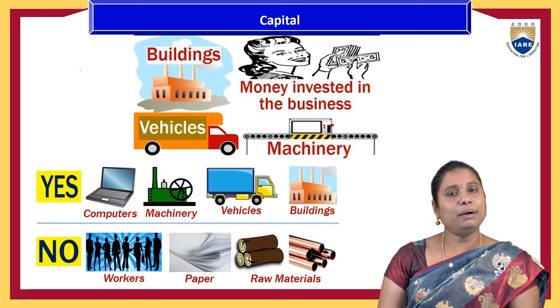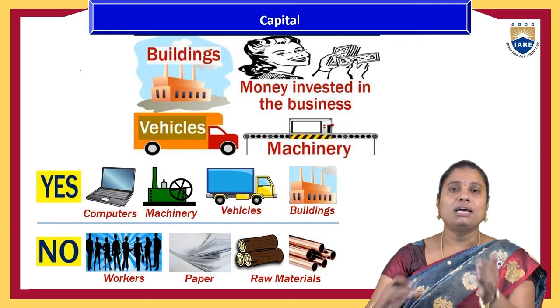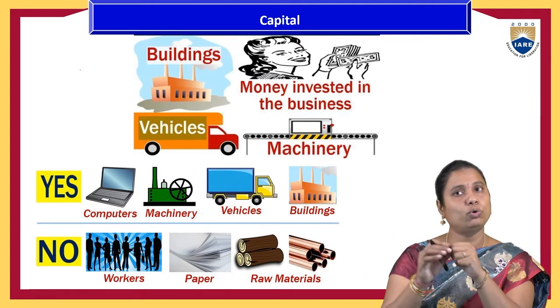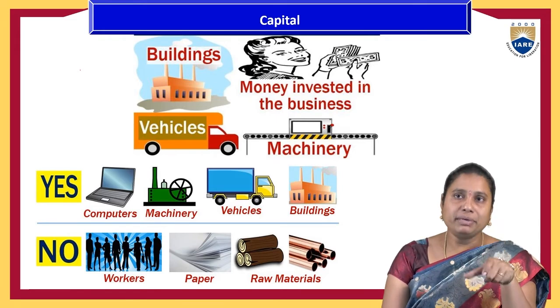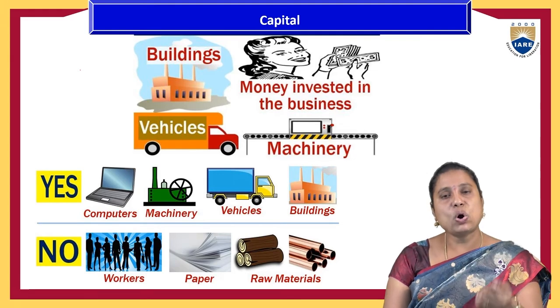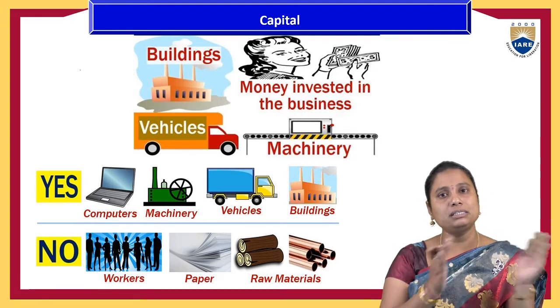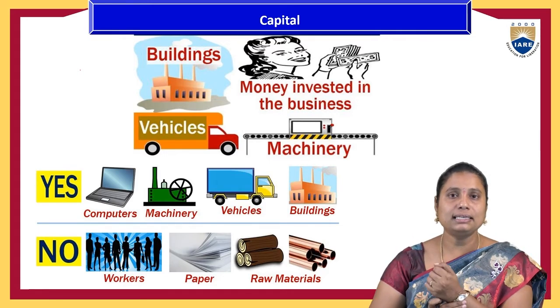But if the same computers, machineries, vehicles and buildings have been purchased from funds taken from banks or from shareholders, then they won't be called capital. So the meaning of capital is the money or the monetary item which is brought in to start that particular business.